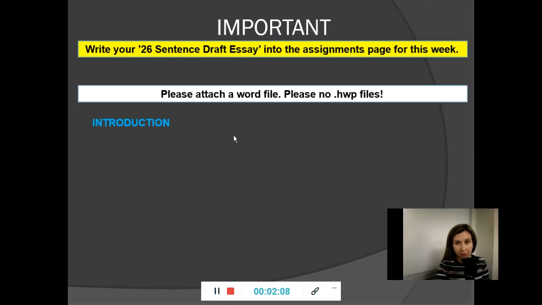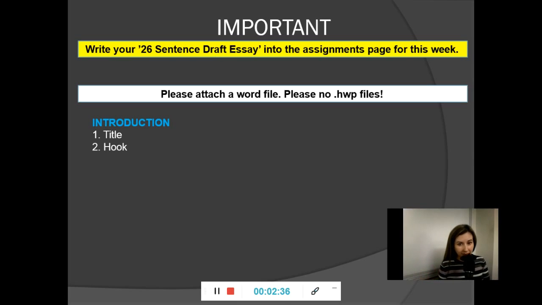And please attach a Word file. Please no Hangul files, because my computer at home doesn't have Hangul, unfortunately. It's not a good computer. But if you can upload it as a Microsoft Word document, or something that's compatible with Microsoft Word, that would save me a lot of time and effort. Thank you.